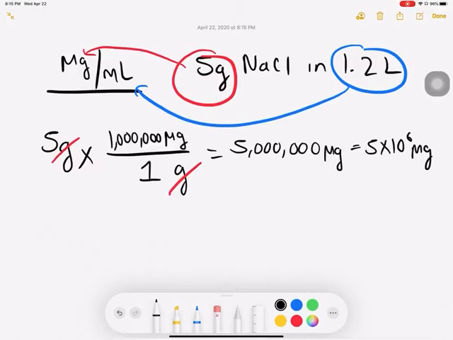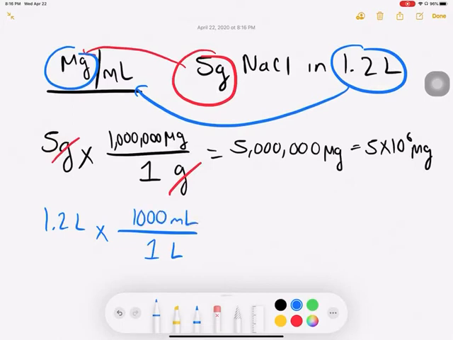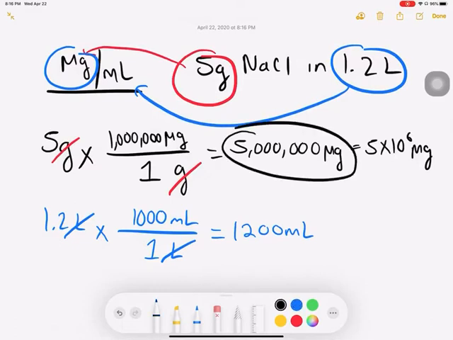So that's the first number that you need, because the units need to be micrograms per mL, right? So that's the first conversion. The second conversion is the 1.2 liters, and we are converting to milliliters. I know 1 liter has 1,000 milliliters. So liters and liters are going to cancel out. And if you do this multiplication, you're going to get 1,200 milliliters. Now that you have these two numbers, if you want micrograms per mL, then you have to do a division. So 5 million divided by 1,200. Then you do this on the calculator and you should get the answer.